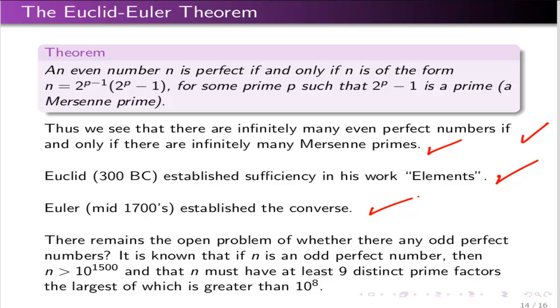What is known is that if n is an odd perfect number, then it must be at least 10 to the 1500 power. That it must have at least 9 distinct prime factors, and that the largest of those factors must be at least 10 to the 8th power, 100 million. So you're not going to try to get lucky just taking a number on a computer and hoping that you found an odd perfect number. It's going to be an enormous number with lots of prime factors.